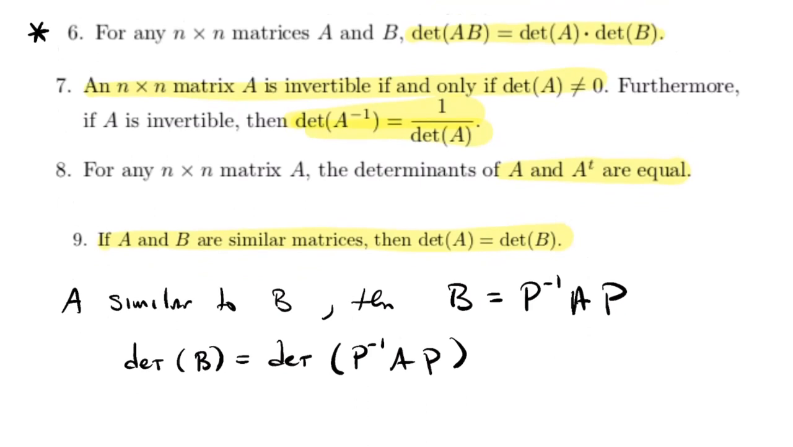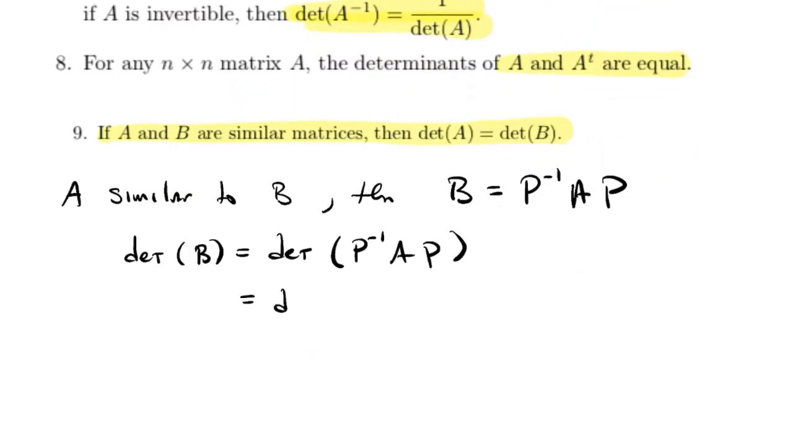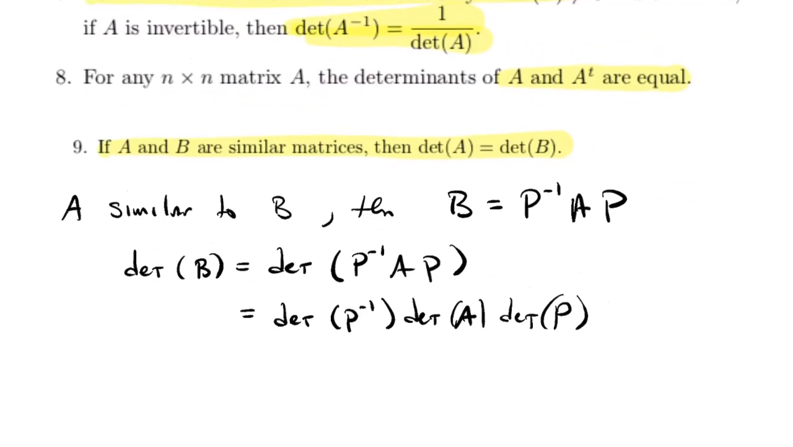And then using property 6, which I just scrolled off the screen, that's the determinant of P inverse times the determinant of A times the determinant of P. And then using property 7, which is still barely visible, the determinant of P inverse is 1 over the determinant of P. Okay, 1 over meaning the multiplicative inverse in the field F, if the field isn't the real numbers. But the determinant of P times its multiplicative inverse is certainly 1. So you're just left with the determinant of A.